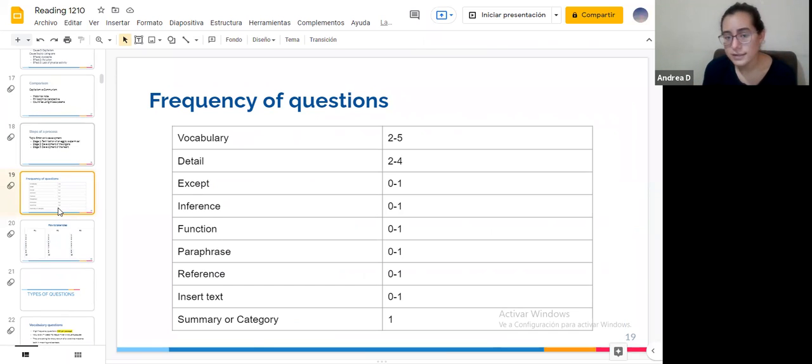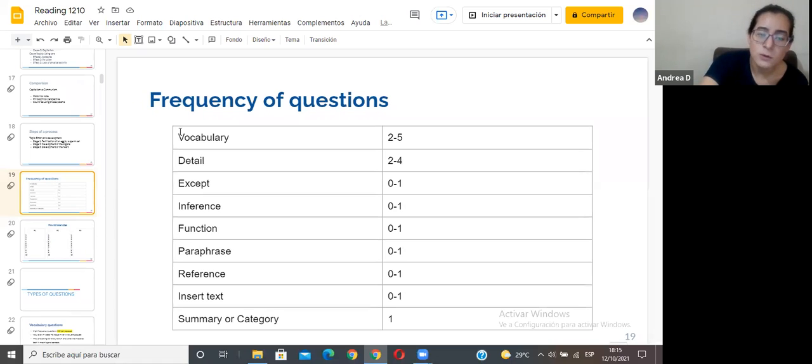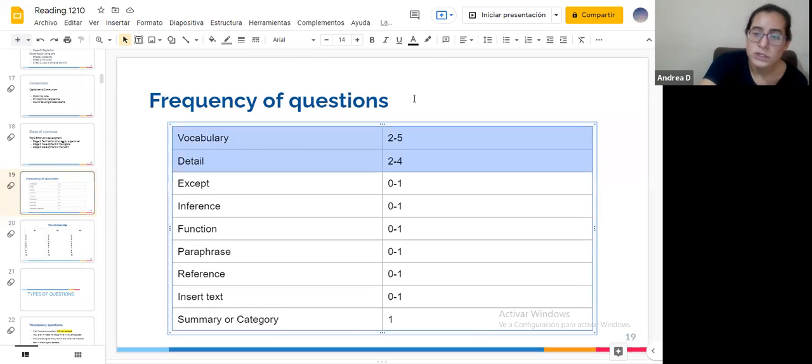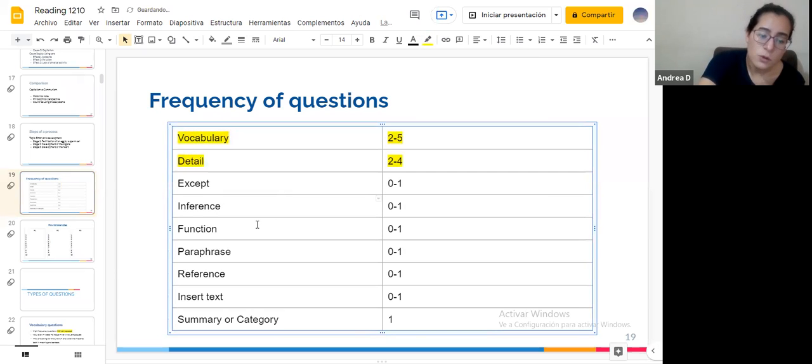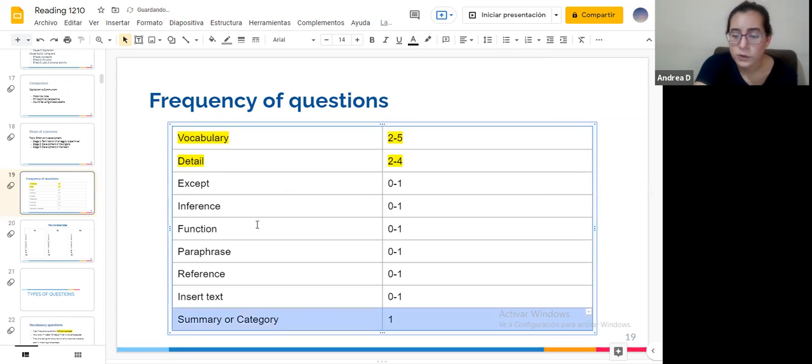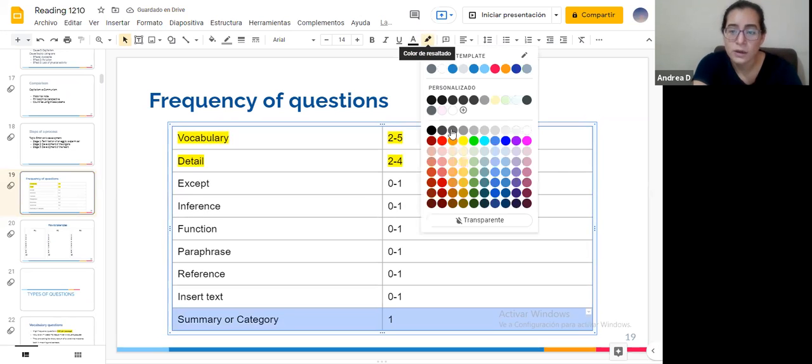So in this section, you will find 10 different types of questions, okay? You have vocabulary questions, detail, except, and so on. Now, we're gonna cover them all, and today we're gonna start by the most important ones, which are vocabulary and detail questions. And well, summary questions are also important. So I'll tell you why now.